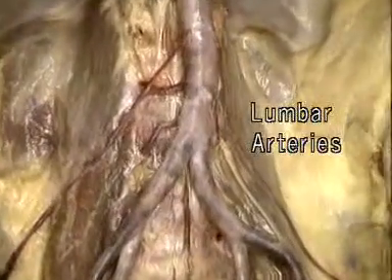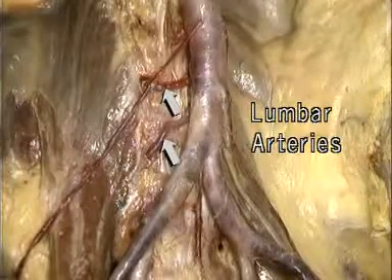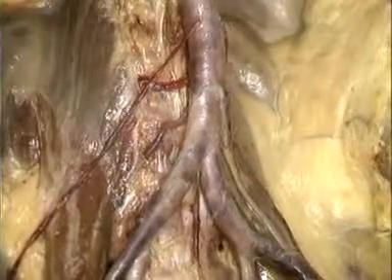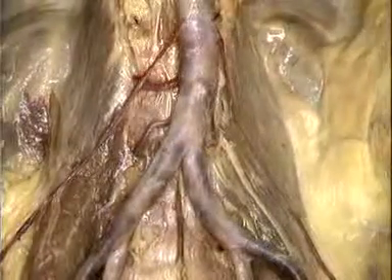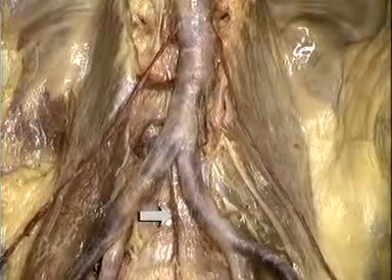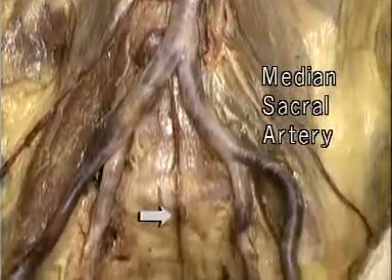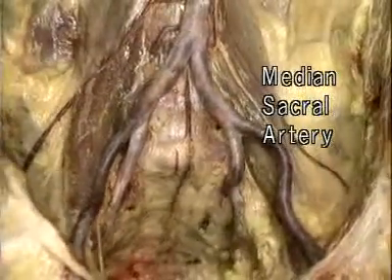Four pairs of lumbar arteries arise from the back of the aorta. Here are the lower two. They pass behind psoas major, where they branch to supply the back, the spine, and the abdominal wall. Lastly, here's the median sacral artery, which arises from the back of the aorta just above the bifurcation and passes down into the pelvis.